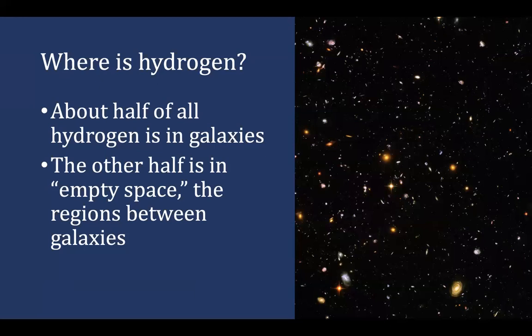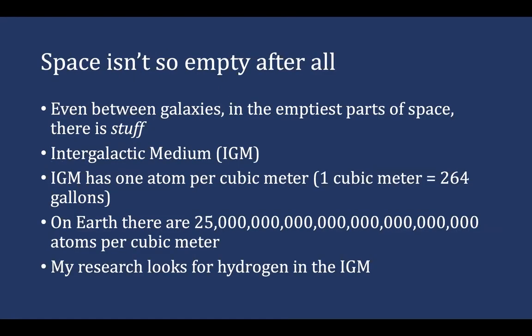And where is this hydrogen? About half of the hydrogen in the universe is contained within galaxies, but the other half is between galaxies in the so-called empty space. So this is kind of counterintuitive. We expect that empty space is truly empty, but it's not. There is some stuff out there, and we call this the Intergalactic Medium, or IGM. The IGM has a density of 1 atom per cubic meter, which is very, very low.